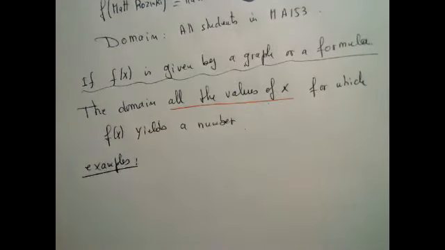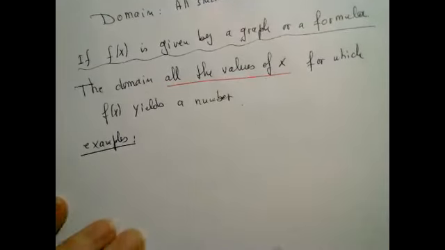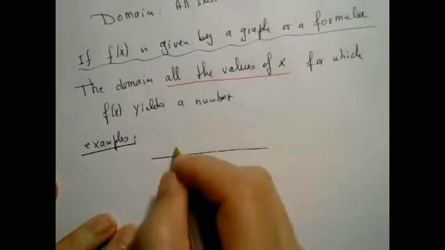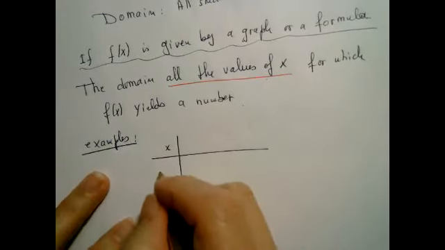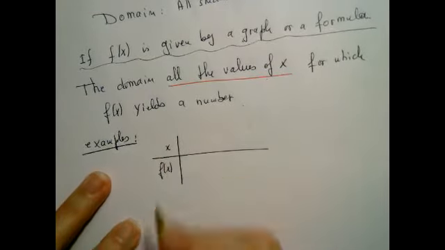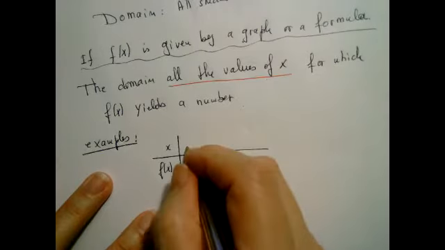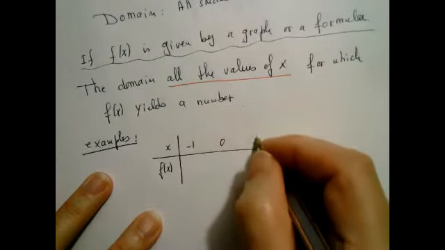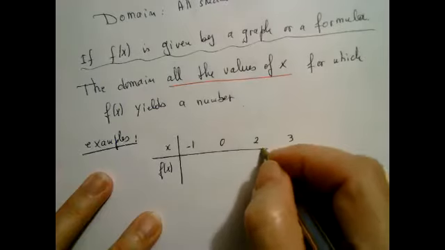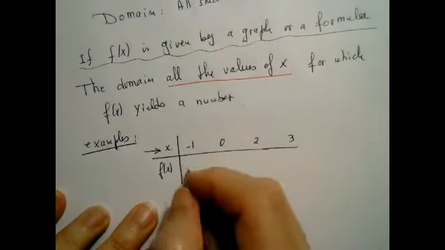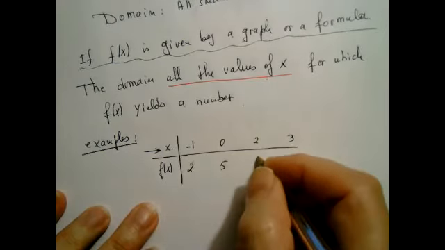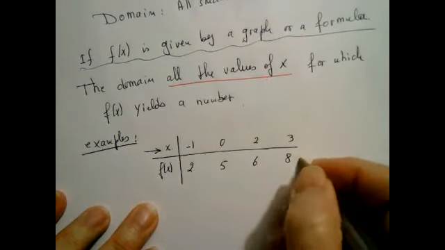My question all along today is going to be: find the domain of the following function. I start with a function given, let us say, by a table. We do it slowly. This is my input, the x's, and this is the f of x. So -1, 0, 2, 3. These are the input values, and the f associated to x, let us say 2, 5, 6, 8.